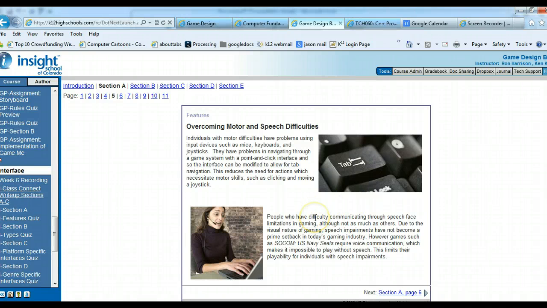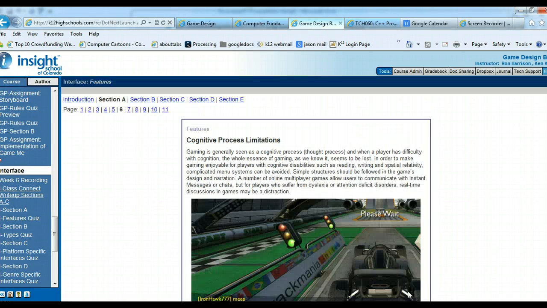People that can't communicate through speech very well, they have trouble with gaming, but it's really not a major setback. Like this game right here talks about, you can play games without speech. This limits the playability a little bit, but still people can play games to a certain degree.